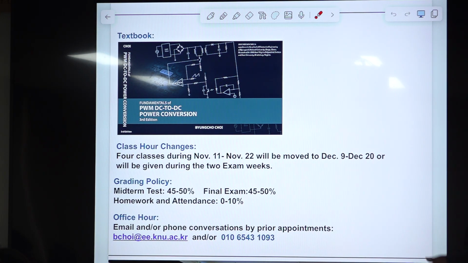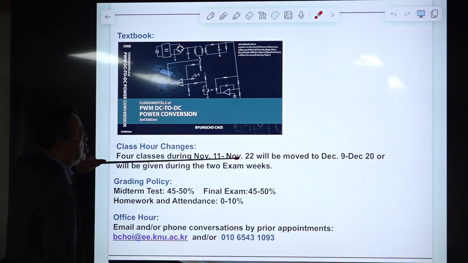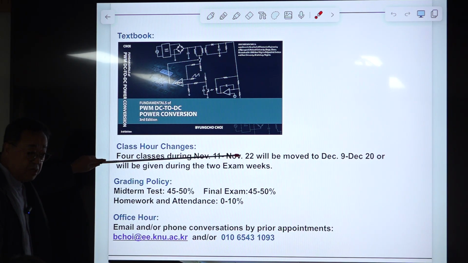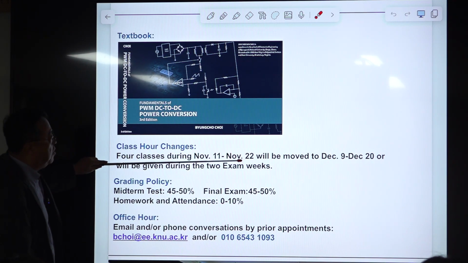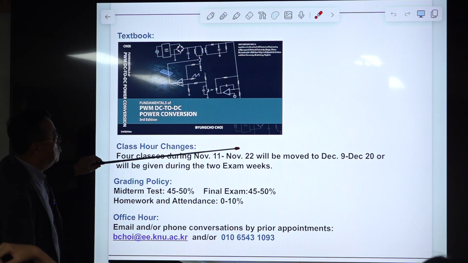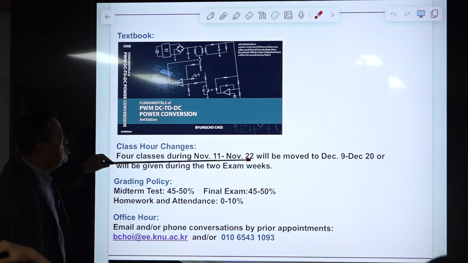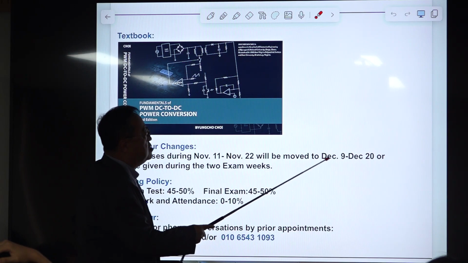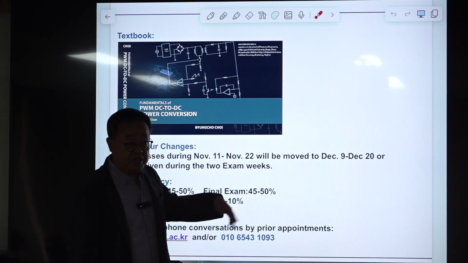The first announcement is that we move 4 classes during these 2 weeks. I have something scheduled in advance, so I should go somewhere to present something and I cannot have class here. So we just change the class schedule to this. This is after the end of the semester usually. This is the makeup class period or exam period.